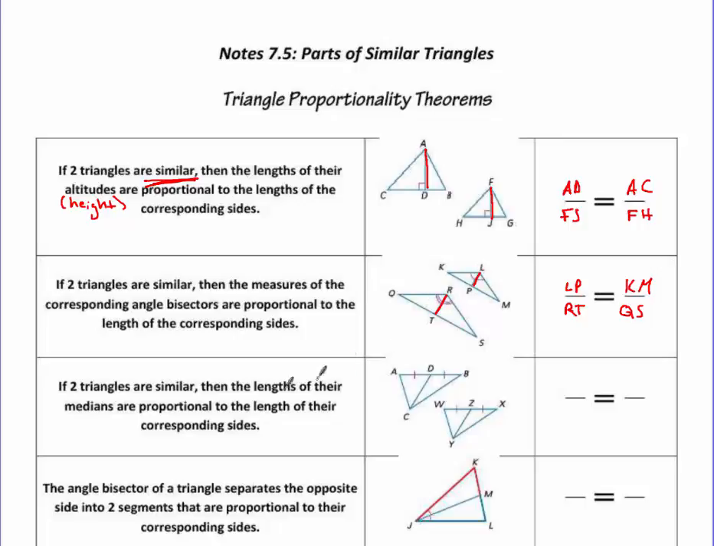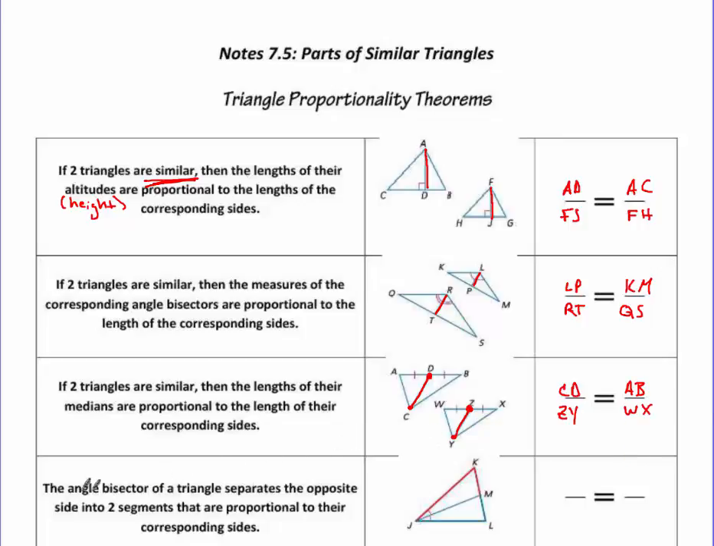Just says that if you have an angle bisector, the length of it is proportional to the sides. Okay, if two triangles are similar, then the lengths of their medians are also proportional. Remember, a median goes from an angle to the opposite midpoint. So CD over ZY, could be ZY over CD, doesn't matter. So the medians are proportional to the length of their corresponding sides. So we'll go with AB over WX.